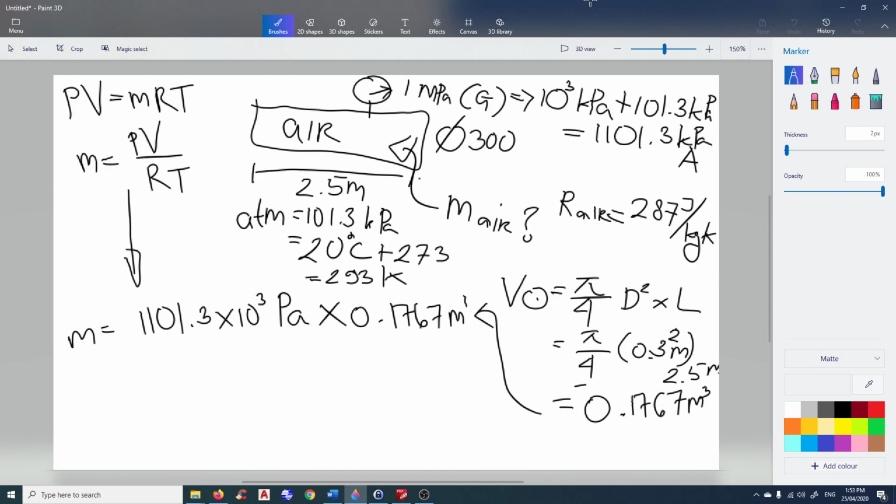Now we're going to put the volume here, 0.1767 cubic meter divided by R, 287 joule per kilogram Kelvin, multiplied by the temperature. It will be the temperature of the atmosphere, because the temperature of the tank is not given, so we assume the temperature of the air inside the tank will be the same as the temperature of the atmosphere. So 293 Kelvin.